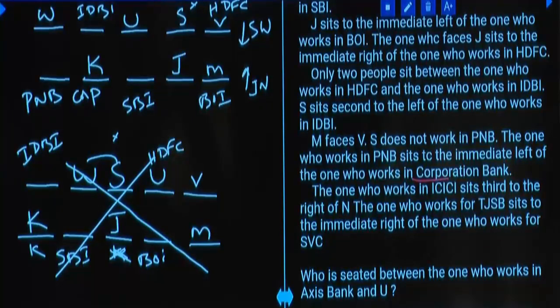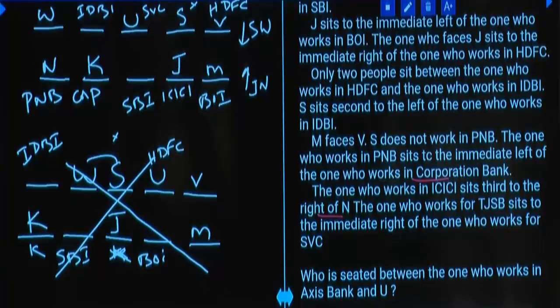ICICI is seated third to the right of N, and N must be here, 1, 2, 3, and this person must be ICICI. The one who works for TJSB sits to the immediate right of the one who works for SVC. Now SVC, this person must be SVC, and immediate right-hand side of this SVC must be whom? The one who works for TJSB sits to the immediate right. Now TJSB is to the immediate right of the one who works for SVC.